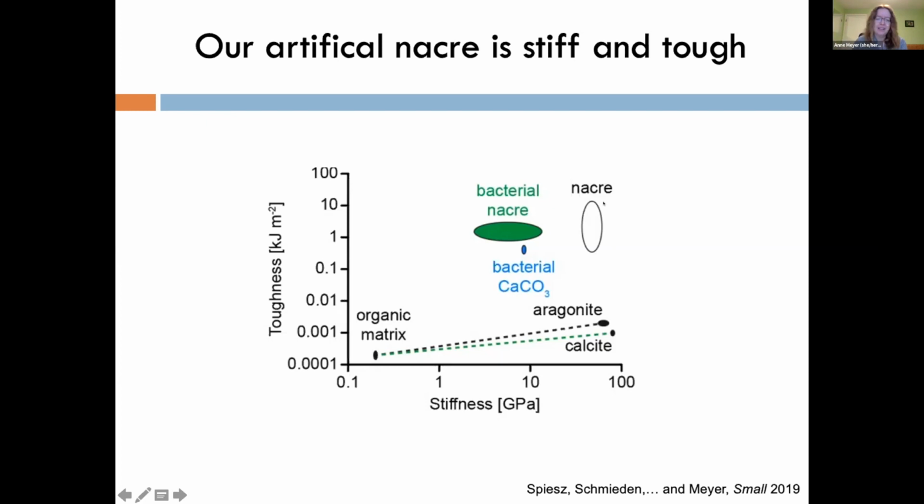So there's lots of species of bivalves that make nacre, so they have a range of toughnesses. On the y-axis, we're looking at the toughness of the material, and our bacterial nacre has a toughness equal to or better than many different types of natural nacre, which is very exciting. We can still improve on the stiffness, but overall, it's quite stiff compared to typical bacterially produced materials.